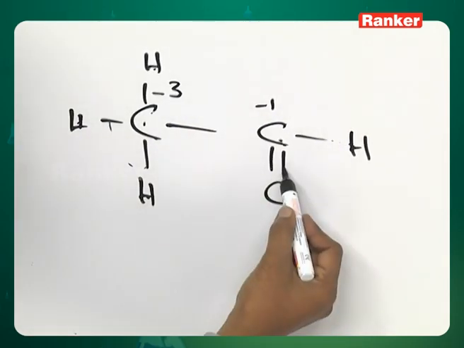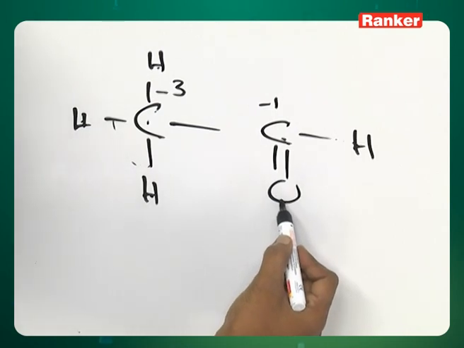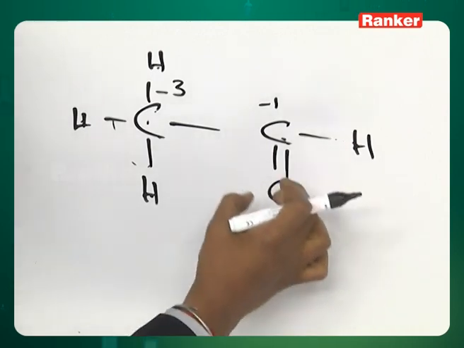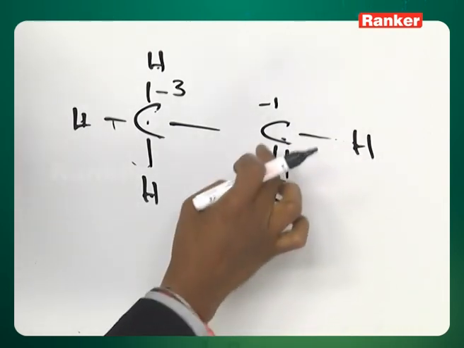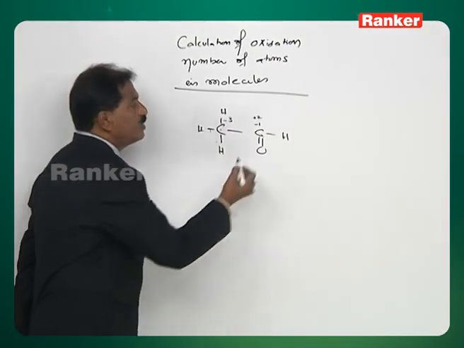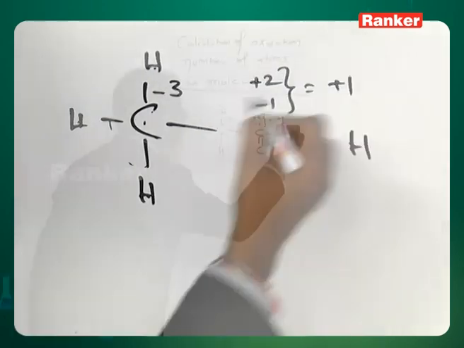Next, similarly, this carbon and oxygen. Here, a double bond is present. Oxygen is more electronegative. Since oxygen is more electronegative, oxygen will gain 2 electrons through these 2 bonds. Therefore, carbon here loses 2 electrons. Therefore, the net charge present over the carbon here is +1.